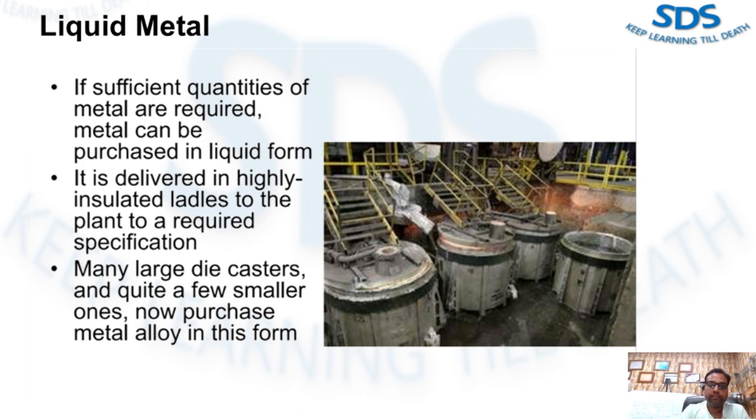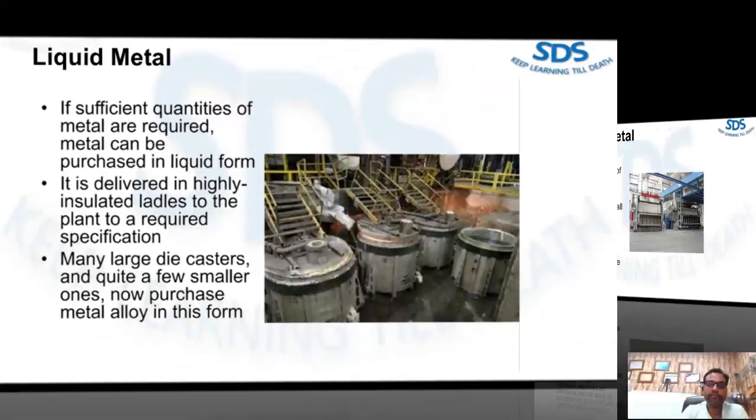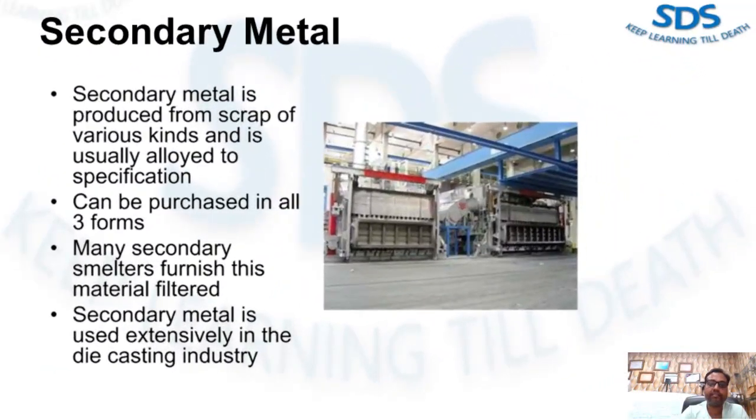Alright, so we have another form, secondary metal. Secondary metal is produced from scrap of various kinds and is usually alloyed to specification. It too can be purchased in ingots or in liquid form. Many secondary smelters furnish this material filtered.